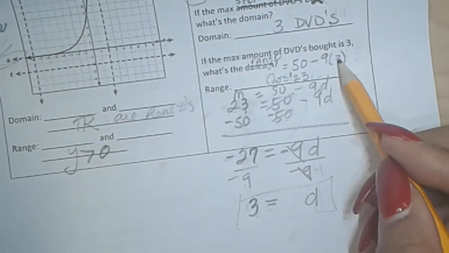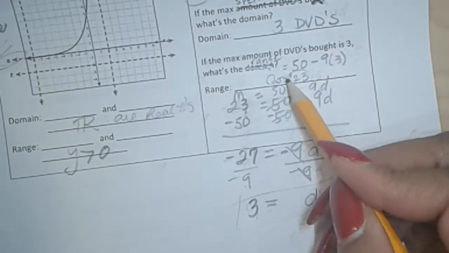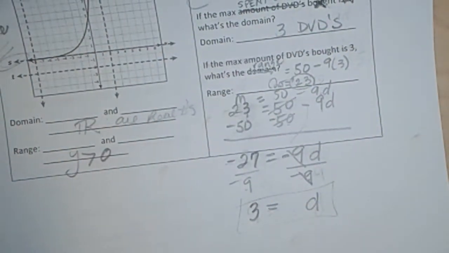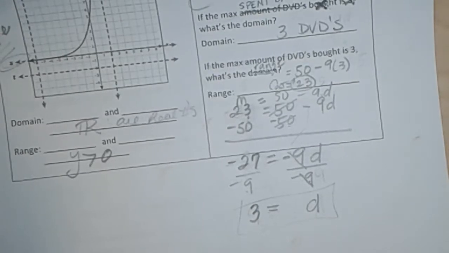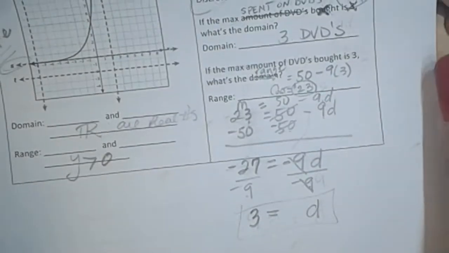So 9 times 3 is 27. Then do 50 minus 27 and you get 23. The same number, so that works out just the way I needed it to. Thank goodness for that. Let's move on.